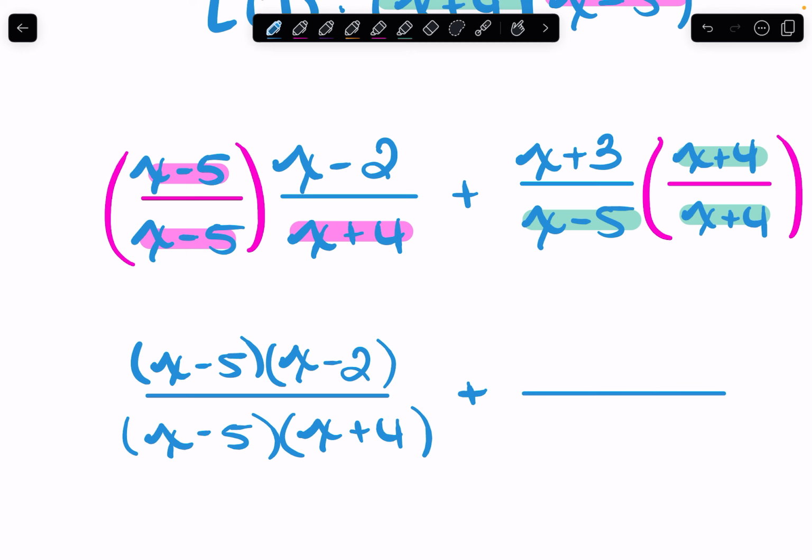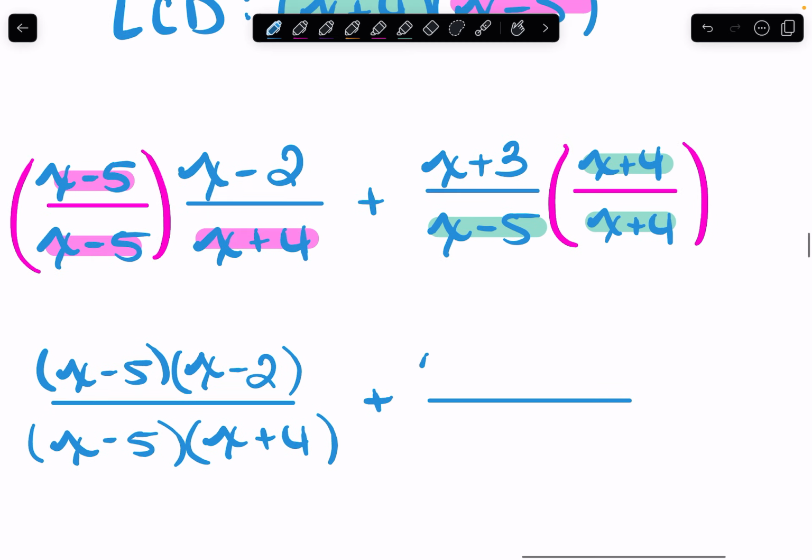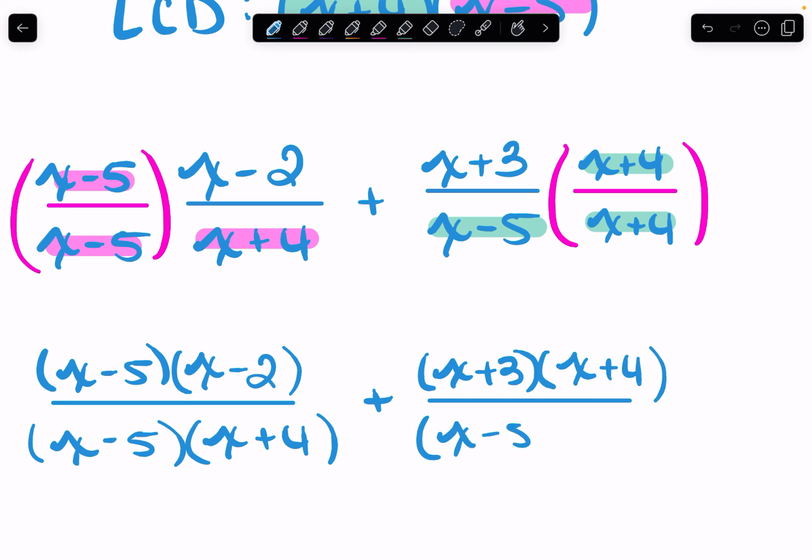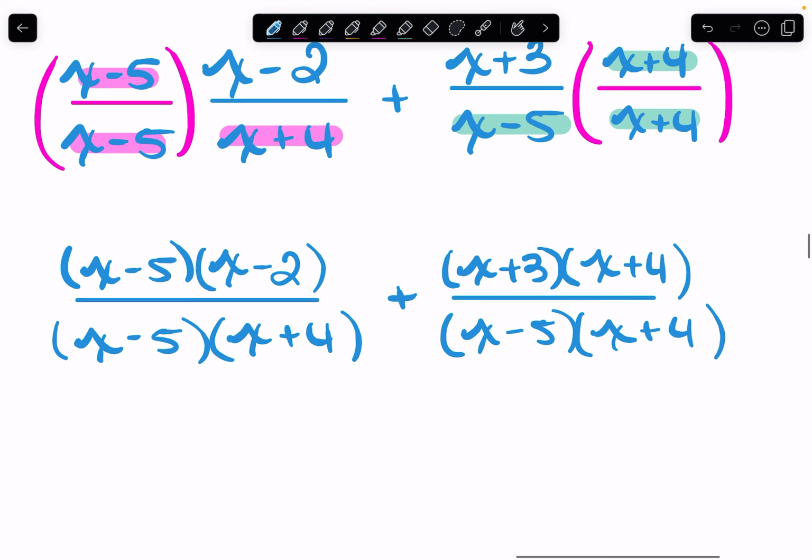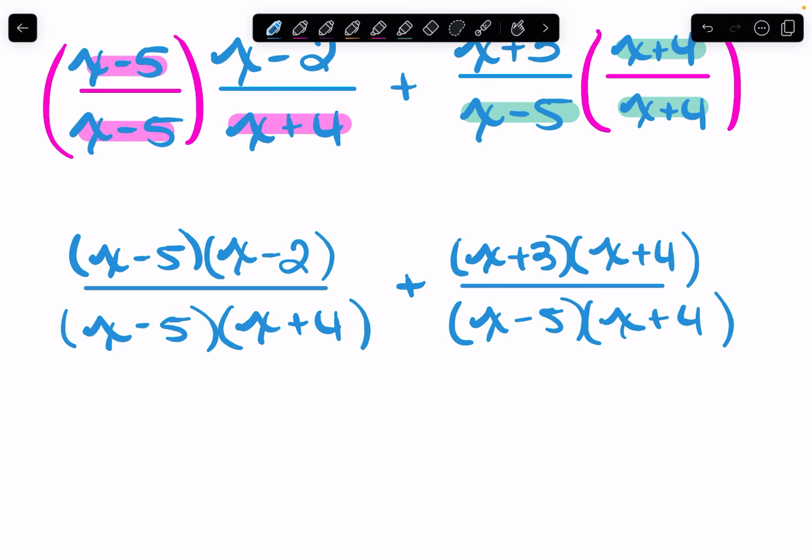And then I'm going to do the same thing with this other fraction. The x plus 3 in a bubble and the x plus 4. And then the denominator, x minus 5, x plus 4. All right, so then we want to look at our denominators and make sure they match. Remember, the order you multiply in doesn't matter. So it's okay that this second fraction has the x minus 5 first instead of the x plus 4. The denominators are the same.